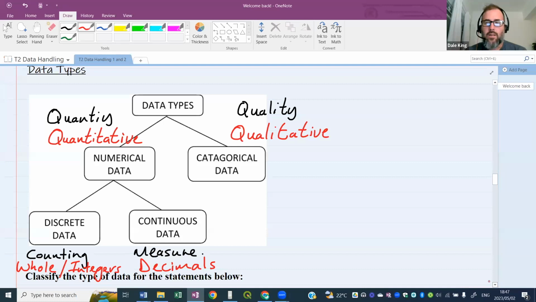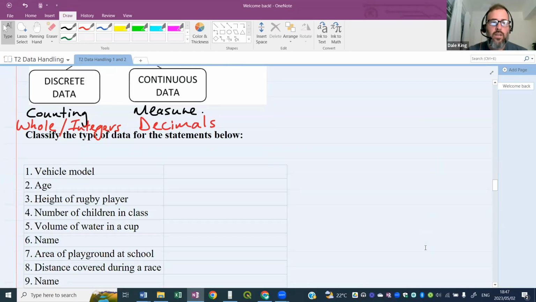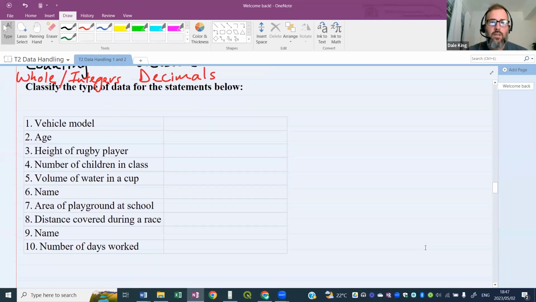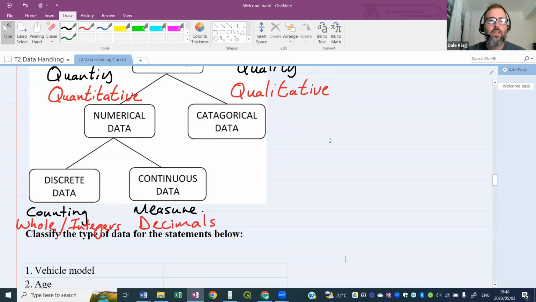All right, now let me test you. I need you to classify these 10 types of data. Are you ready? Here we go. Vehicle model, the type of car. What type of data is that? Now remember, we've got the whole diagram to work with here. It's either going to be categorical or qualitative, it's going to be continuous, or it's going to be discrete. Those are the three options you have.